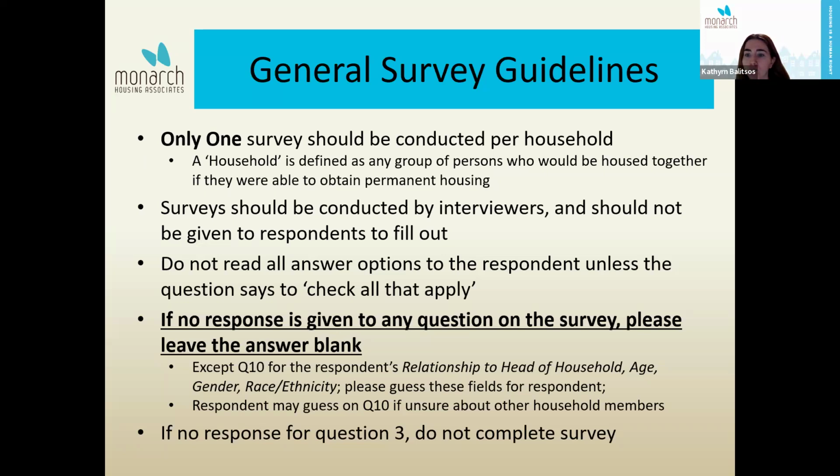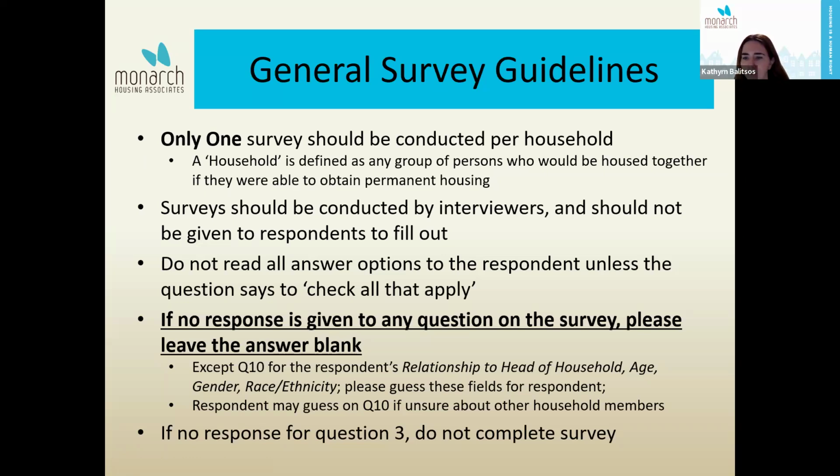Don't make up any answers. Choose from the list of choices. For some of the questions, it might be possible to complete them via observation. Question number 6 is one of those questions. If no response is given to an answer, leave it blank, except for question 10, where it asks about the relationship to head of household, age, and so on. That we want to potentially guess. But the respondent may guess if you're unsure about other household members.